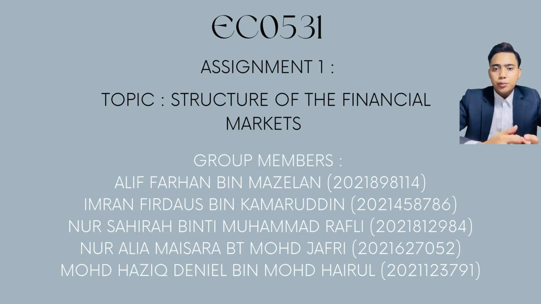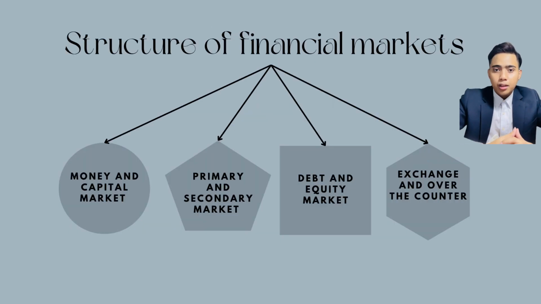The topic that I have been given is structures of financial market. Before that, my name is Muhammad Hazid Daniel and my group members are Ali Farhan, Imran Firdaus, Nur Shahira and Nur Alia Masara. So, as we know, structures of financial market has 4 categories. First is money and capital markets. Second is primary and secondary market. Third is debt and equity market. And lastly is exchange and over the counter.